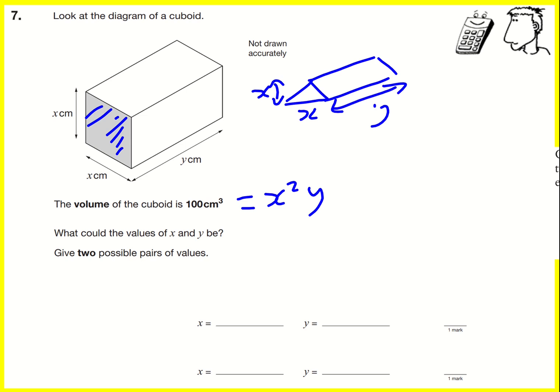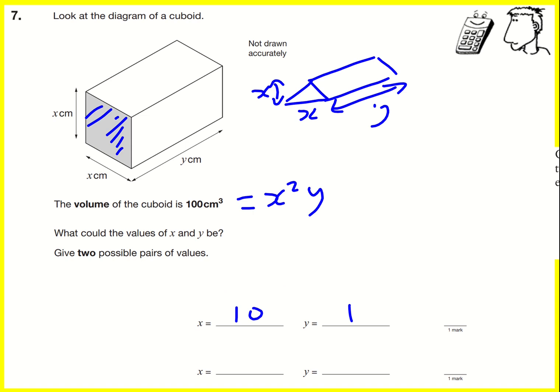We then just need to find some values of x and y that will work, that when we put them in, we can square the x and times it by y and get 100. So I think a good shout is to try x is 10, because then I get 10 squared, which is 100. So what do I times 100 by to get 100? It's just going to be y is equal to 1. There we go. And then just pick some more numbers.